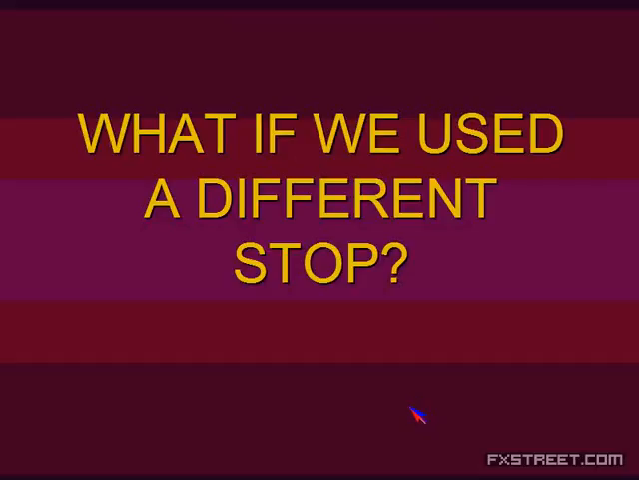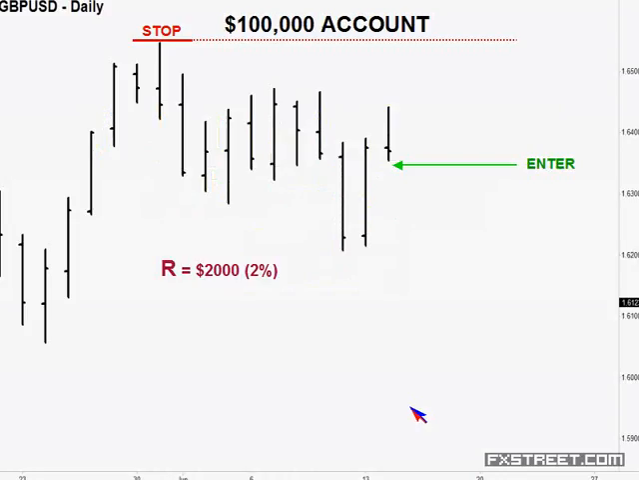Let's go even further. What if we used a different stop? All right, now that was with a smaller stop. What if we decided to use a larger stop? All right, we still have the same account on the British pound, 100,000. Now we're going to risk 2%, which equals 2,000. So we have 2,000 to work with.